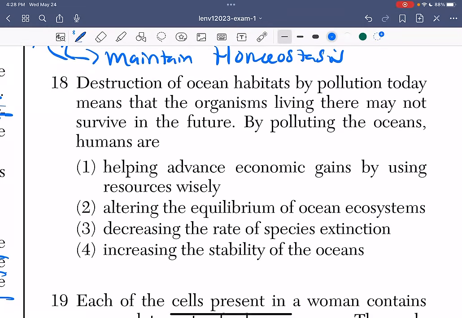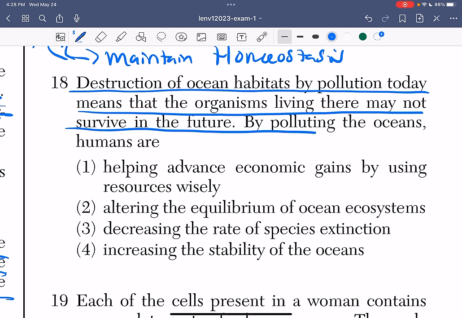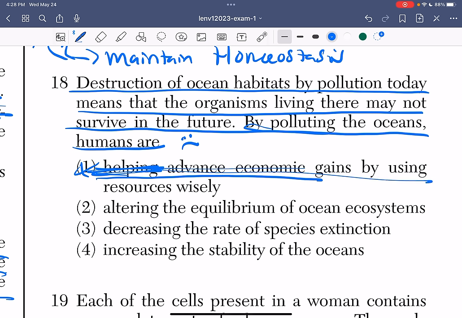Number 18, let's read. Destruction of ocean habitats by pollution today means that the organisms living there may not survive in the future. By polluting the oceans, humans are, okay, so we're looking for bad things that can happen when humans pollute oceans. Helping? We're not helping anything by putting pollution in the water. Choice two.